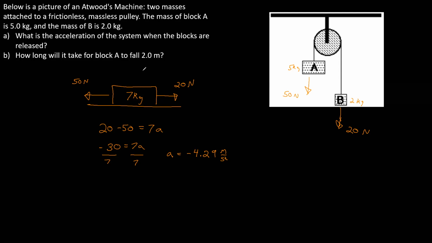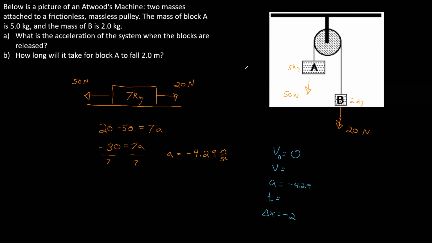Doesn't matter. How long will it take to fall 2 meters? Now we're back into another kinematics problem. So V naught, V, a, t, delta x. It says, again, doesn't say it's released from rest, but if it says they're released, you have to assume they're not moving, and they're looking for falling 2 meters.